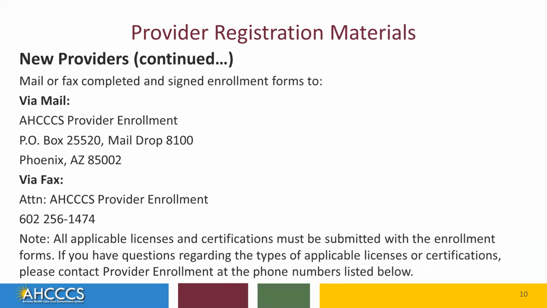Okay, continuing on for new providers. So mail or fax completed and signed enrollment forms. We have the AHCCCS provider enrollment address. And we also have, for via fax, it would be 602-256-1474. And just as a side note for everyone, all applicable licenses and certifications must be submitted with the enrollment forms. If you have questions regarding the type of applicable licenses and or certifications, we advise please contact provider enrollment at the phone numbers listed.